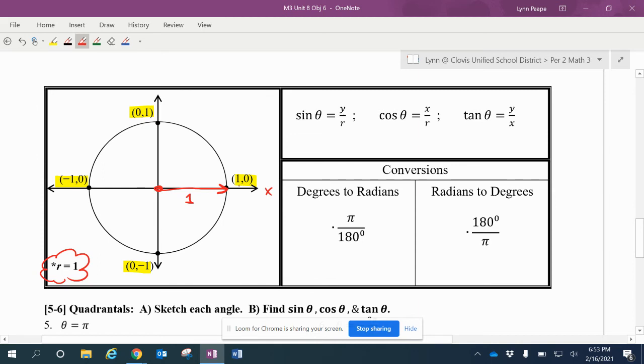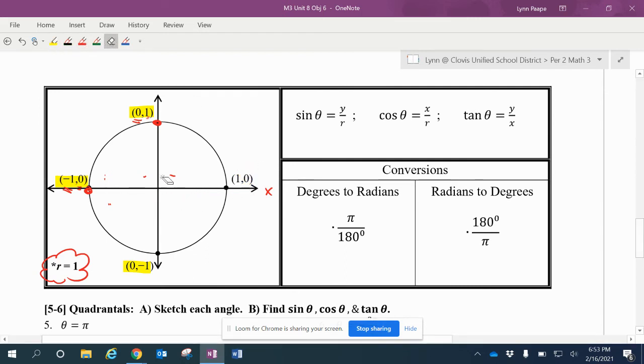So along the x-axis, to get to this ordered pair, I would head to the right 1 and up 0. To get to this ordered pair, I'm going to go left and right 0, right? And then I would go up 1, and that's how I get that value. And then for this ordered pair here, I'm going to head left 1, so that's why this is negative. And then I'm going to go up and down 0. Okay. And then we had our definitions in terms of x, y, and r, and this is where this will come into play.